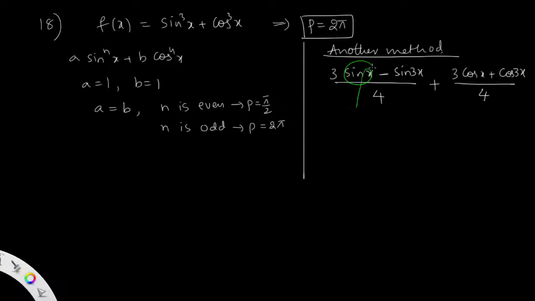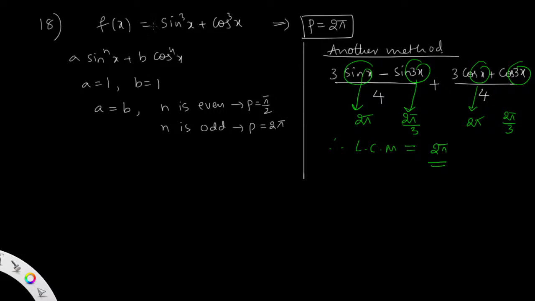So the function value is nothing but this value is 2 pi, and sin 3x value is 2 pi by 3, and then this value is 2 pi, and afterwards cos 3x that is 2 pi by 3. Therefore taking the LCM of all these, LCM becomes 2 pi, that is the answer. Are you getting it in the form a equal to 1, b equal to 1 and n is odd? Then periodicity of the function is obviously 2 pi. Or else, if you are not getting the formula, then go to another method.